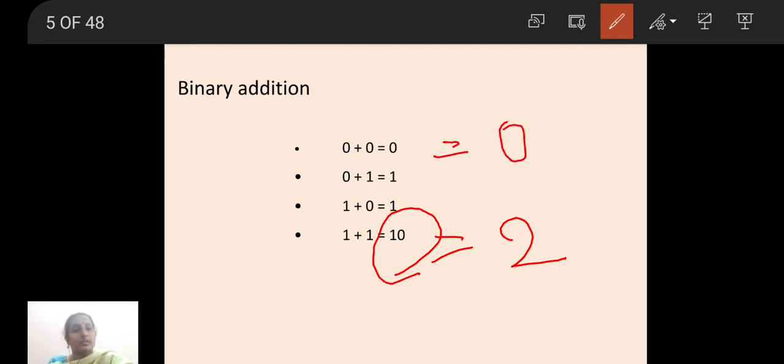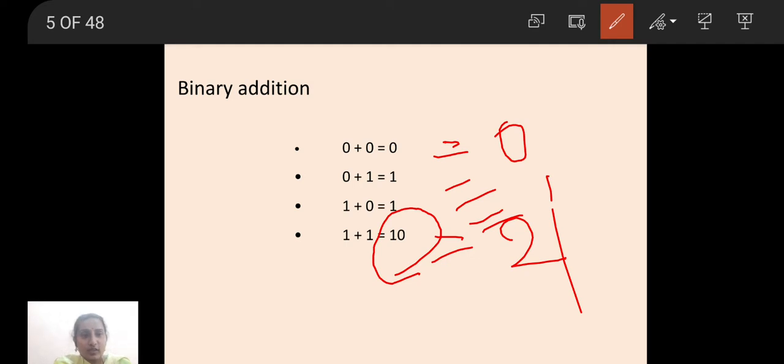But in decimal, 0 is 0 only, 1 is 1. Because the binary number system has only 2 digits, 4 combinations occur. How many combinations occur? Only 4 combinations. So what are the 4 combinations? 0 plus 0, 0 plus 1, 1 plus 0 and 1 plus 1.